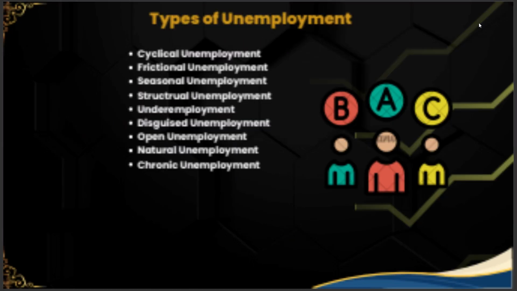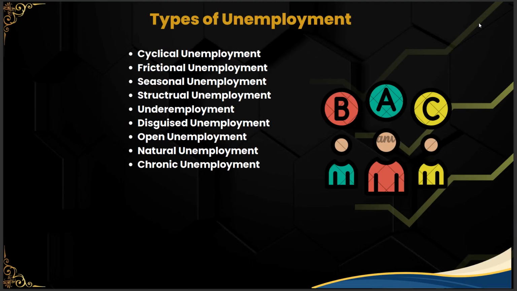Now let us look at the types of unemployment. First one is cyclical unemployment. It occurs due to the effect of the business cycle. See, for example, a country faces recession, faces growth, everything happens in a country. This unemployment rises during recessions and reduces during economic growth.